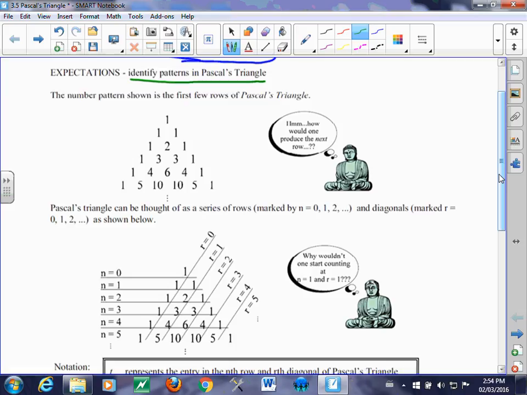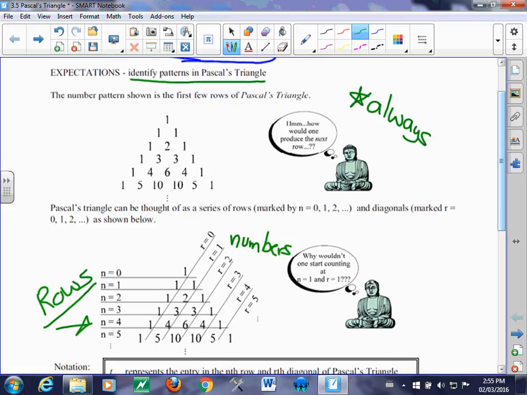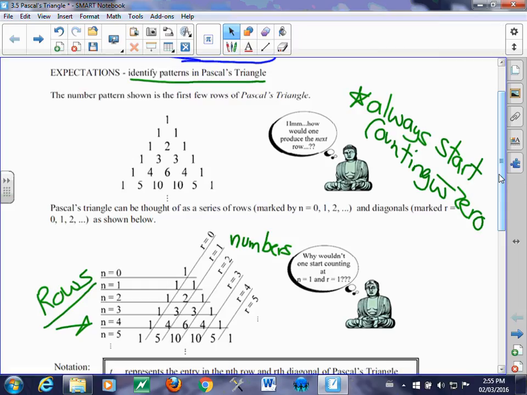So taking a look at Pascal's triangle, these are the rows that go across, and then the numbers are on the diagonals. And please, please, please, right on the top of your page, if you haven't already, always start counting with 0. Okay, so always start counting with 0 when you're counting rows and numbers.